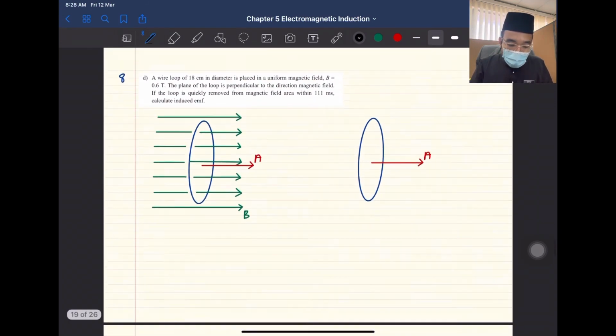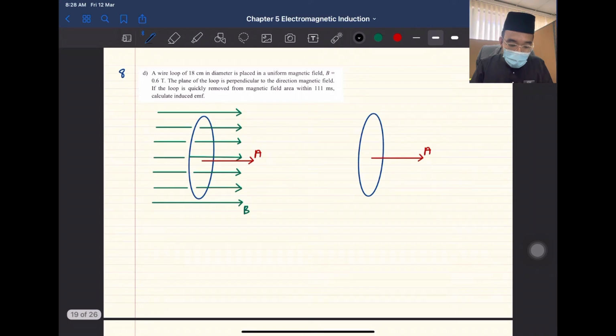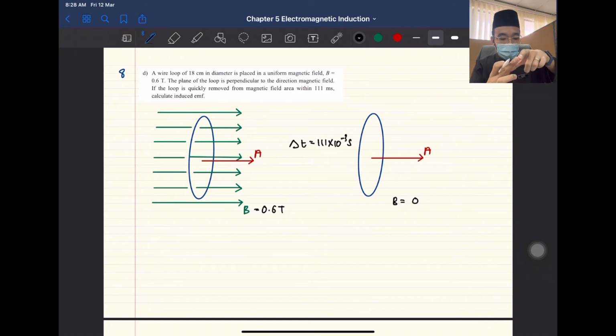Okay, question number 8D. A wire loop of 18 cm in diameter is placed in a uniform magnetic field B of 0.6 Tesla. The plane of the loop is perpendicular to the direction of the magnetic field. If the loop is quickly removed from the magnetic field area within 111 milliseconds, the time taken for this process is equal to 111 times 10 negative 3 seconds. Initially the magnetic field is equal to 0.6. B final is equal to 0 because initially it is under the uniform magnetic field, and then they pull it out, there is no magnetic field at all.